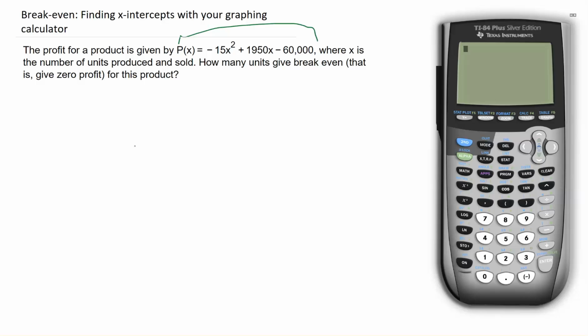So the profit for a product is given by p of x equals negative 15x squared plus 1950x minus 60,000, where x is the number of units produced and sold. How many units give break even? That is, give zero profit for this product. So they're telling us to make the profit zero, the p of x zero. So the setup on the problem is this.